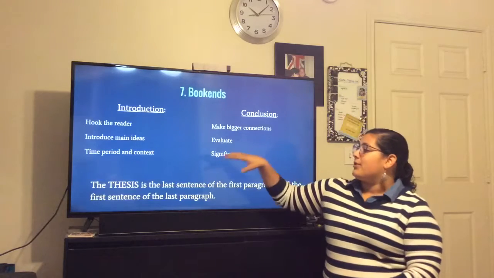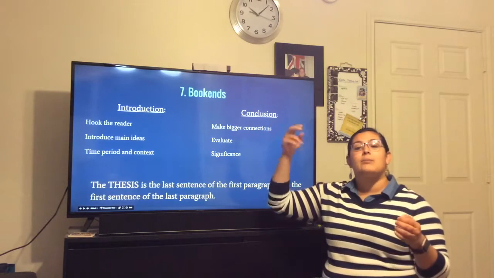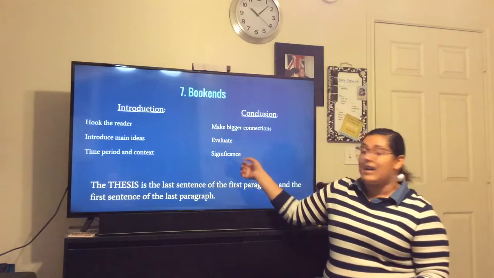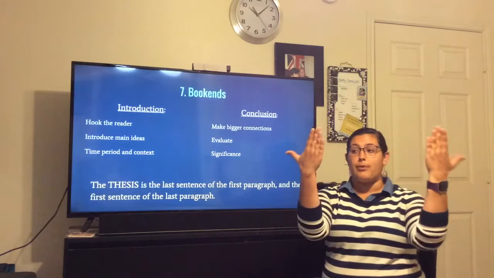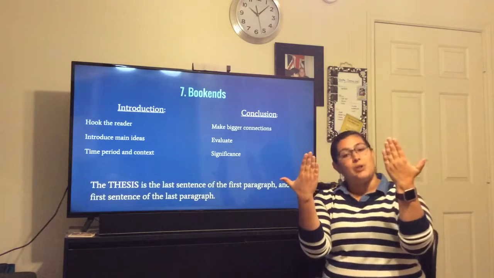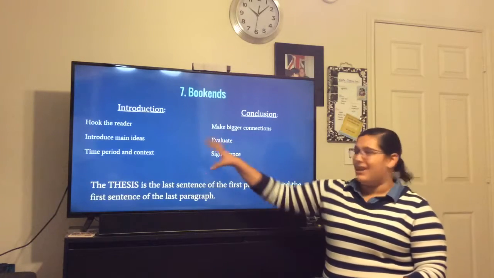So we want to start the introduction by hooking the reader, giving them something important, something that makes them want to read on. That'll be the last thing that you do in your conclusion, because remember, they're bookends. So you start with something that will engage your reader, and you end with something that will engage your reader. Then you introduce your main ideas in your introduction.